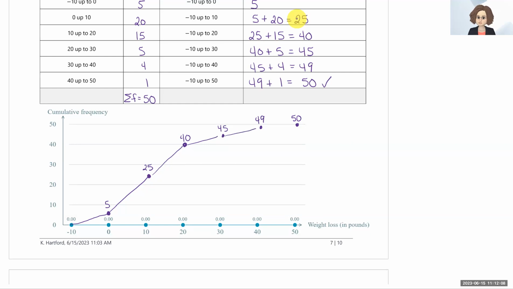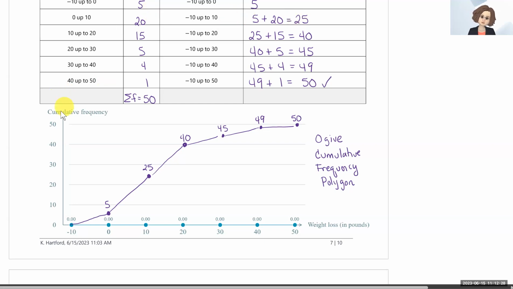And that is an ogive, or cumulative frequency polygon. All right, so we can work with cumulative frequency, or we could also work with cumulative relative frequency, and we'll check out that example next.